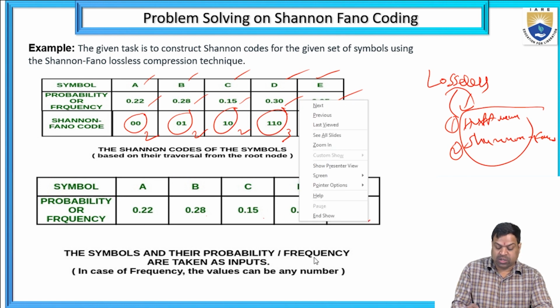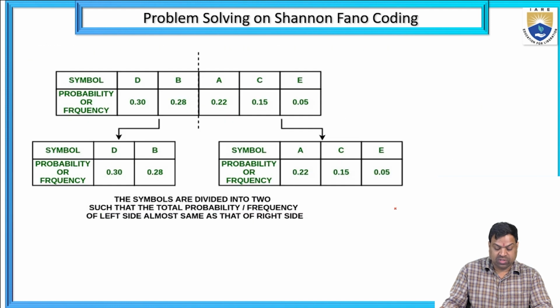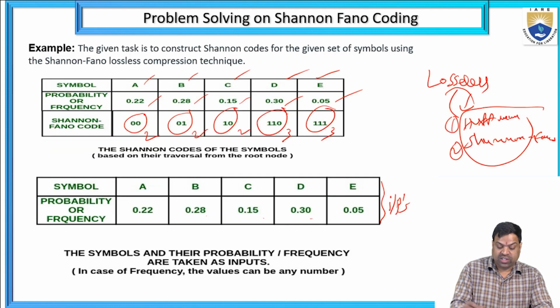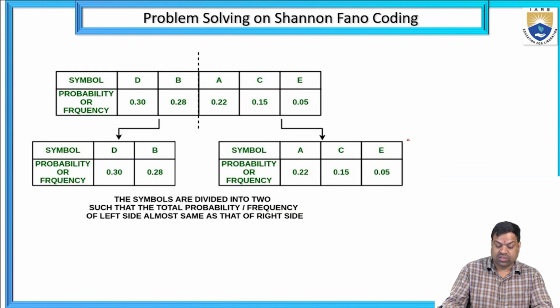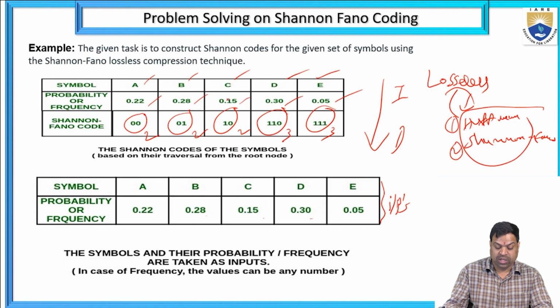So these symbols and their probabilities of frequency are taken as inputs. Now I'm arranging them in decreasing order: 0.3, 0.28, 0.22, 0.15, 0.05. So taking 0.3 and 0.28, that is D and B.